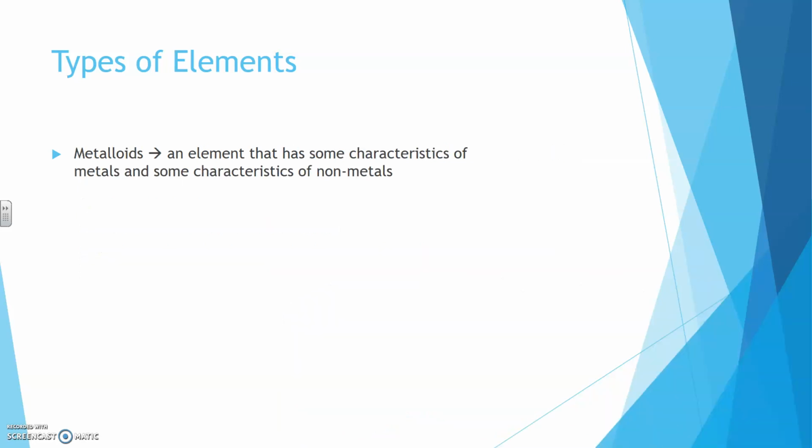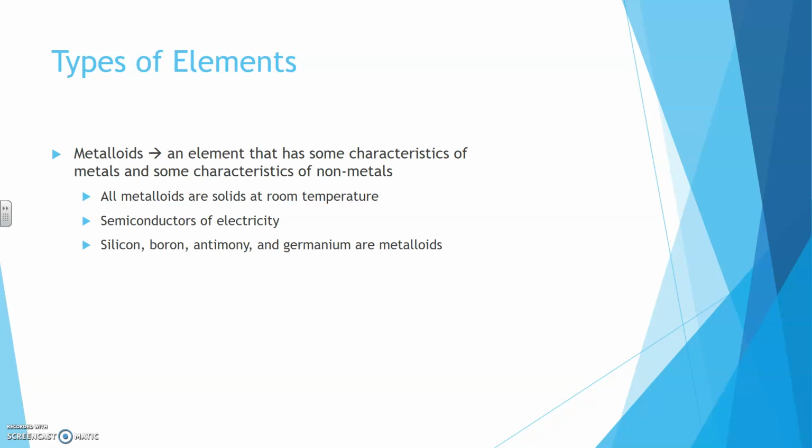You also have metalloids. Metalloids are kind of the in-between metals and nonmetals. They do have some characteristics of metals and some characteristics of nonmetals. All metalloids are solid at room temperature. There aren't very many of them. They are what are known as semiconductors of electricity, so they're not necessarily really good at conducting electricity, but they're also not that bad at it.